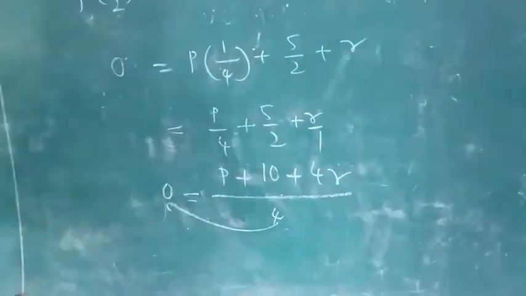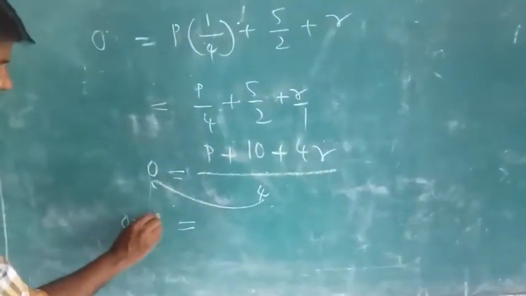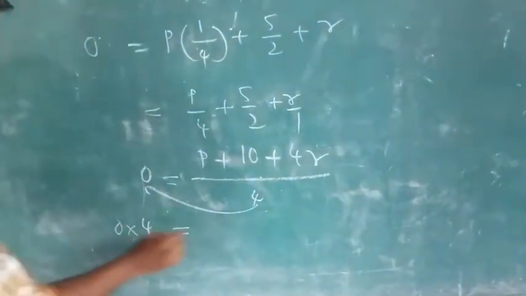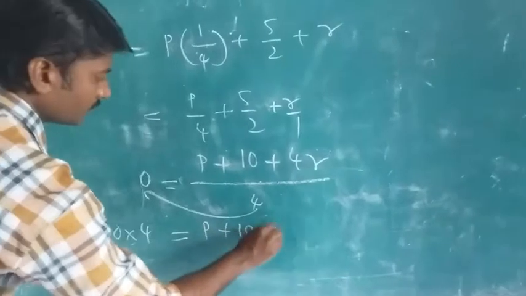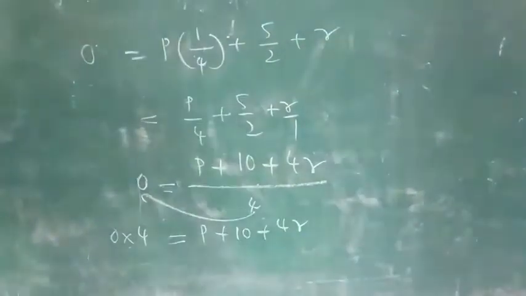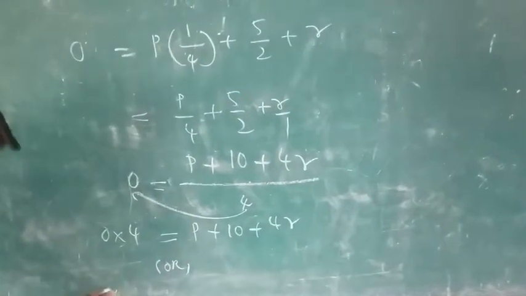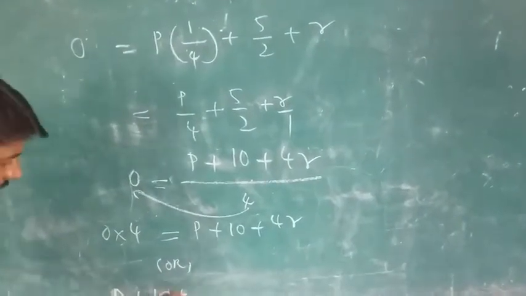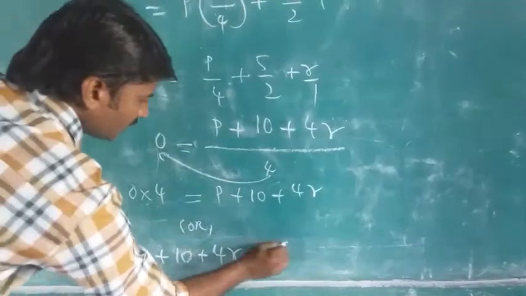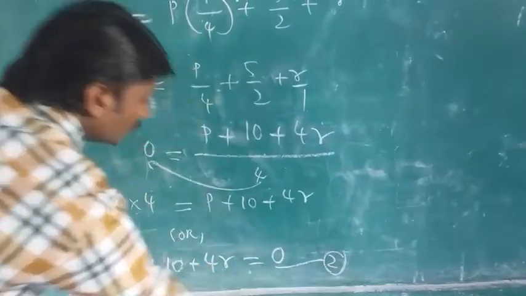Transfer this one. 0 into anything is 0 only; it is divided by a quantity, so transposing this side it becomes multiplication. Right, children? Now what you got here? I can write like this: p plus 10 plus 4r is equal to 0. Equation number 2.